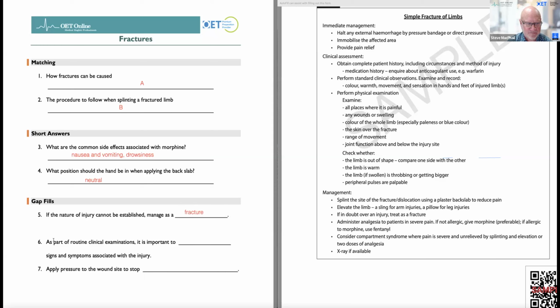Copy and paste, everyone. As part of routine clinical examinations, it's important to something, it's going to be a verb. Signs and symptoms. Okay, this is my search word. Routine clinical examinations. I remember seeing clinical examinations. Memories can help you. And look, I've got clinical observations. Standard is routine. Oh, this is it. Perform. Standard. As part of routine, it's important to perform signs.